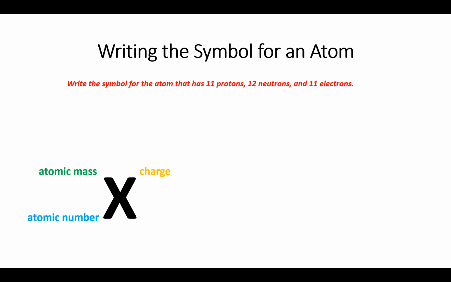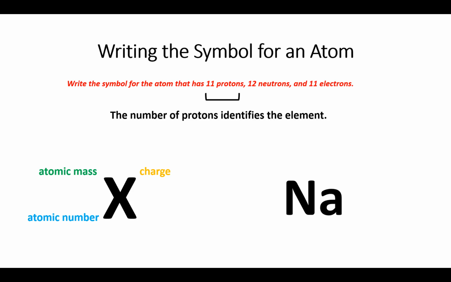It says, write the symbol for an atom that has 11 protons, 12 neutrons, and 11 electrons. So let's just start this off with the 11 protons. As we mentioned before, the protons help you identify the element. It's the only one of these three subatomic particles that will help you figure out what symbol, what element you have. So looking at your periodic table, you could look up 11 protons, which is an atomic number of 11. And you would find out that this element is sodium, or Na.